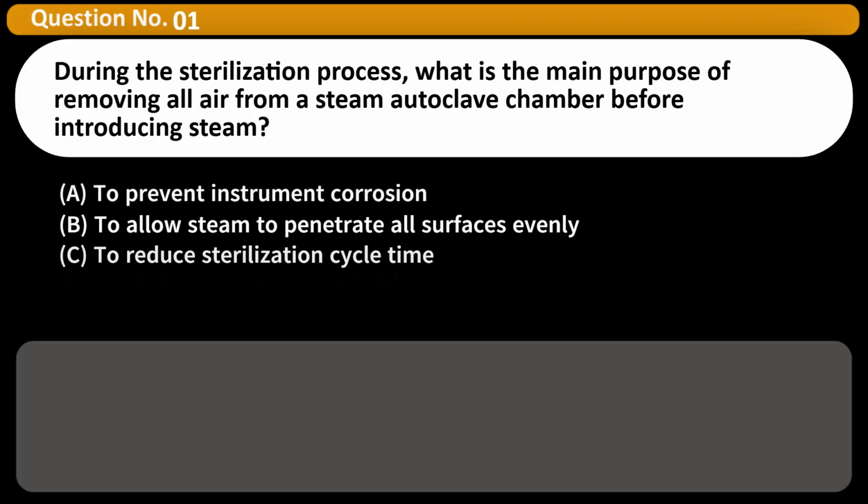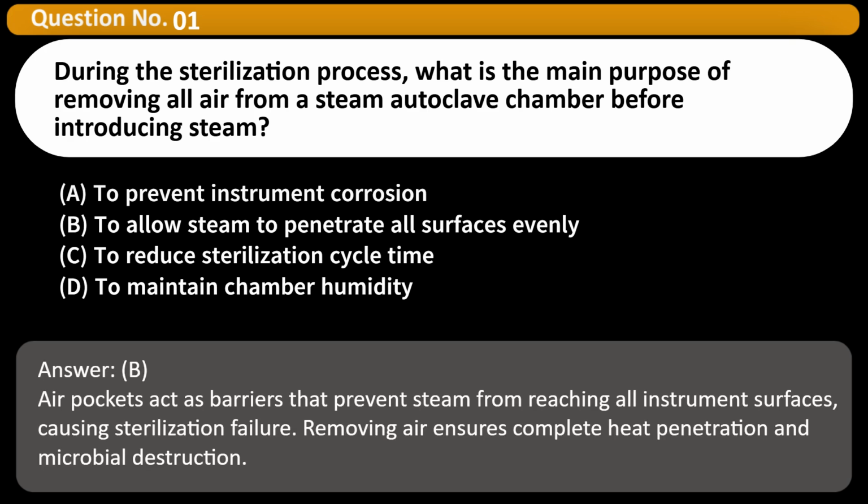During the sterilization process, what is the main purpose of removing all air from a steam autoclave chamber before introducing steam? A. To prevent instrument corrosion. B. To allow steam to penetrate all surfaces evenly. C. To reduce sterilization cycle time. D. To maintain chamber humidity. Answer B. Air pockets act as barriers that prevent steam from reaching all instrument surfaces, causing sterilization failure. Removing air ensures complete heat penetration and microbial destruction.